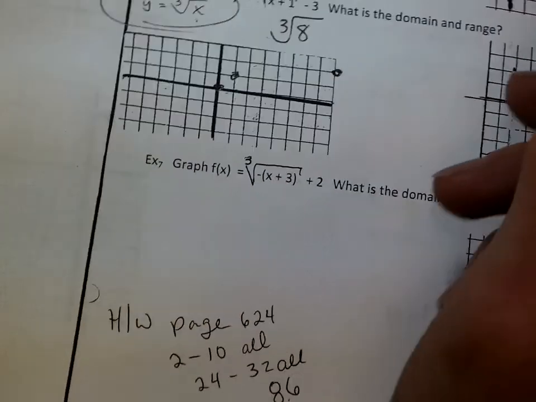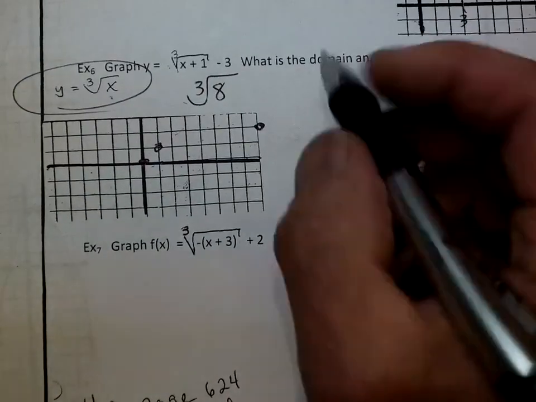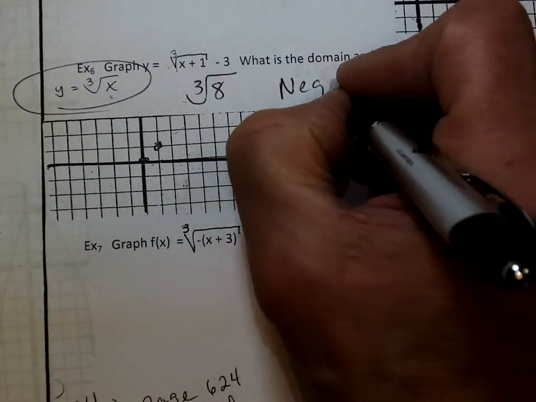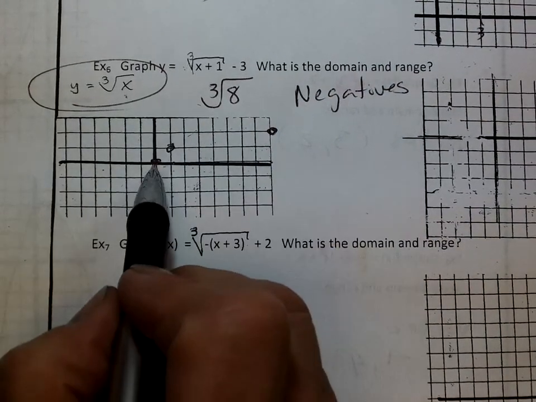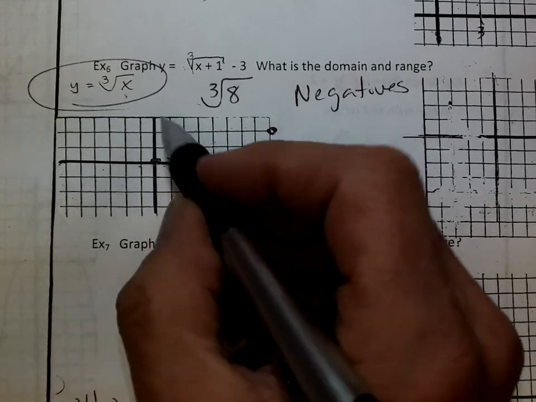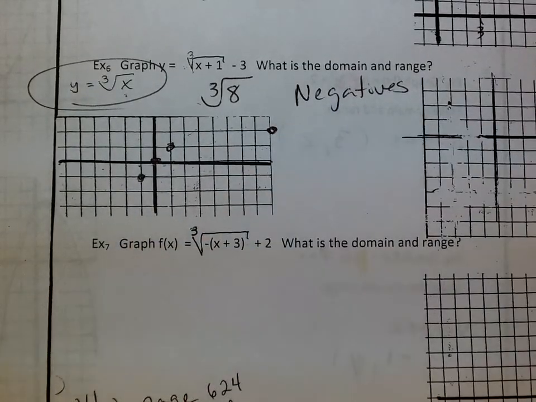Okay. Now we can do negatives. So let's look at negatives. Okay, you can do negatives. So we can go, all right, negative 1. So we go back 1. The cube root of negative 1 is negative 1 because negative 1 times negative 1 times negative 1 is negative 1.